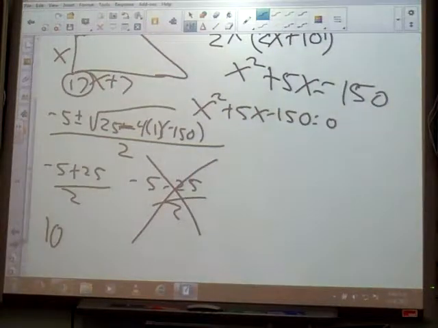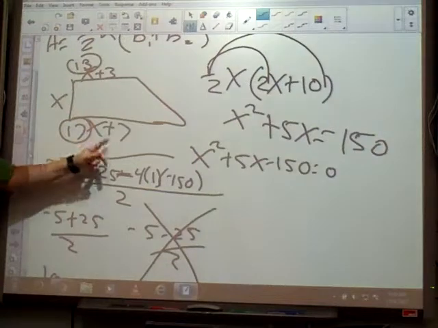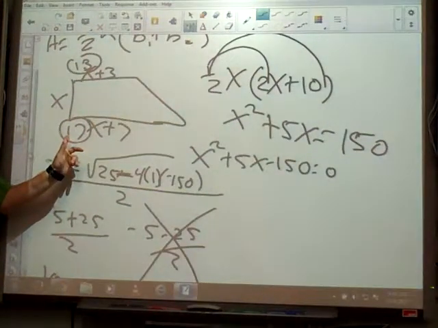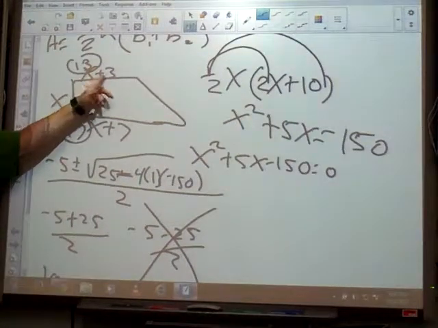It'd be 10. X was 10, but then that made 13 and 17 our answers, because our bases were x plus 3 and x plus 7, so 10 plus 3 and 10 plus 7.